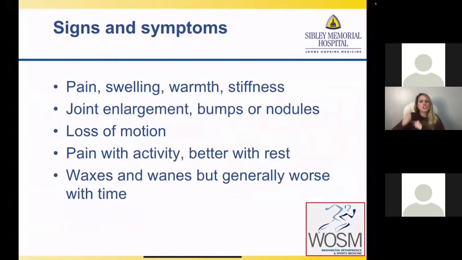So what are the signs and symptoms of arthritis? Well, we've sort of talked about this a little bit, but pain, swelling, warmth, stiffness. Patients get up in the morning, they feel like their hands are stiff, they have to get them moving. Bumps on their finger joints are often indicative of arthritis. Patients will lose motion. So instead of being able to make a complete fist, they may only be able to make a partial fist. Generally, there's pain with activity, and it's better with rest. And finally, arthritis can wax and wane, but it generally will get worse with time.